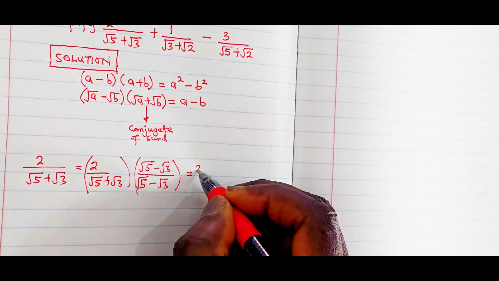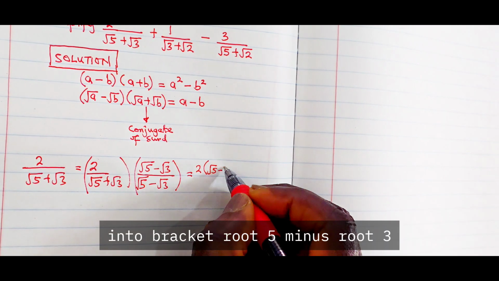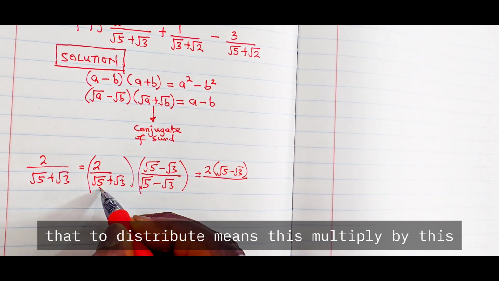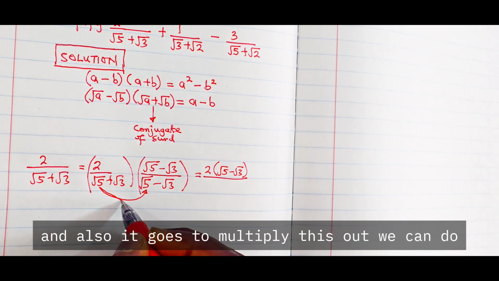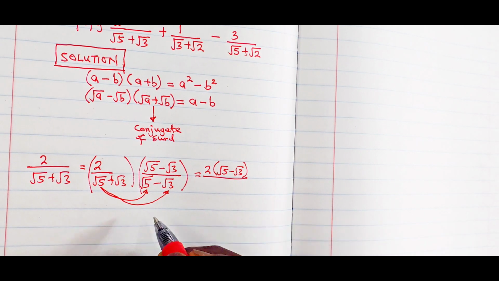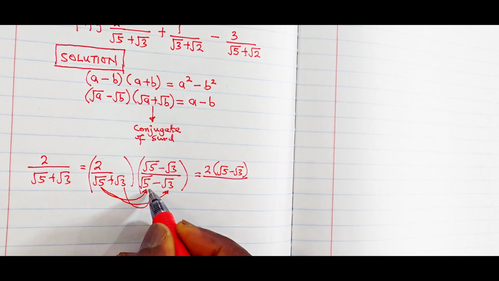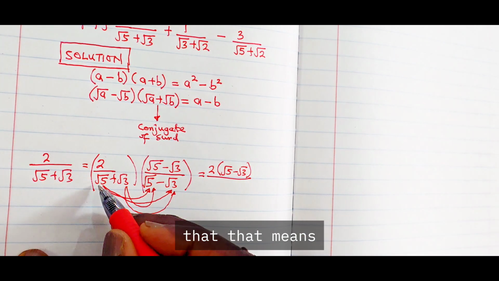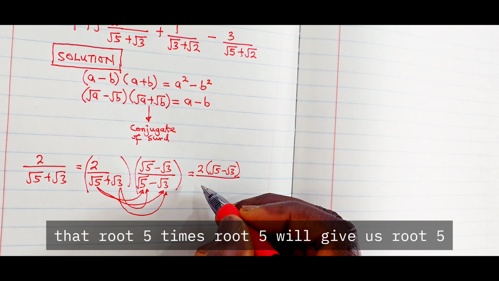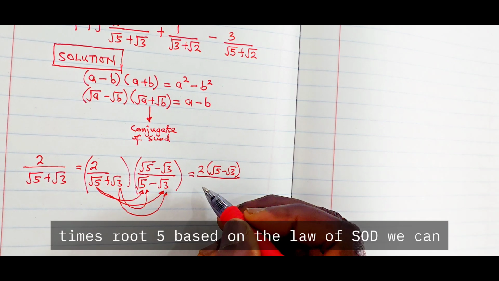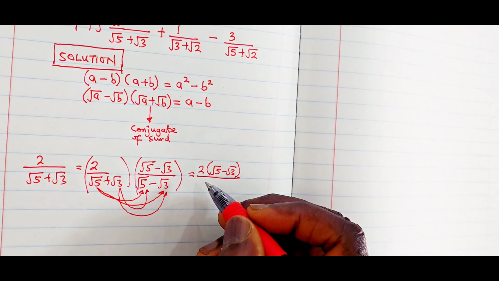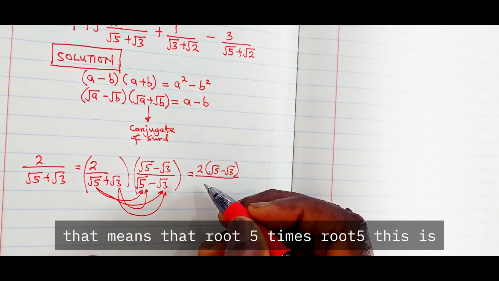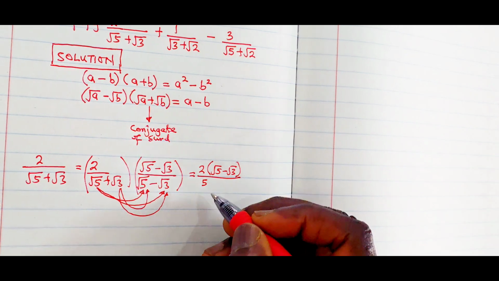So this is going to give us 2 into bracket root 5 minus root 3, everything over. To distribute means this multiplies this, and also this multiplies this out. Let's do that. Root 5 times root 5. Based on the law of surds, we can say root 5 times 5, which is root 25, and the square root of 25 is 5. That means root 5 times root 5 is going to give us 5.